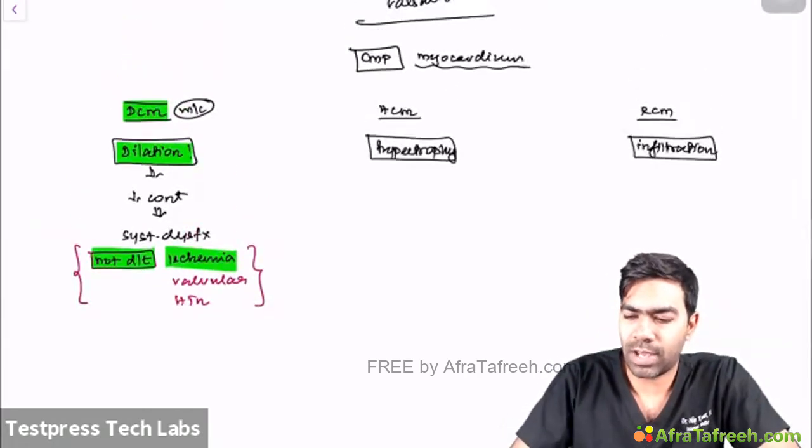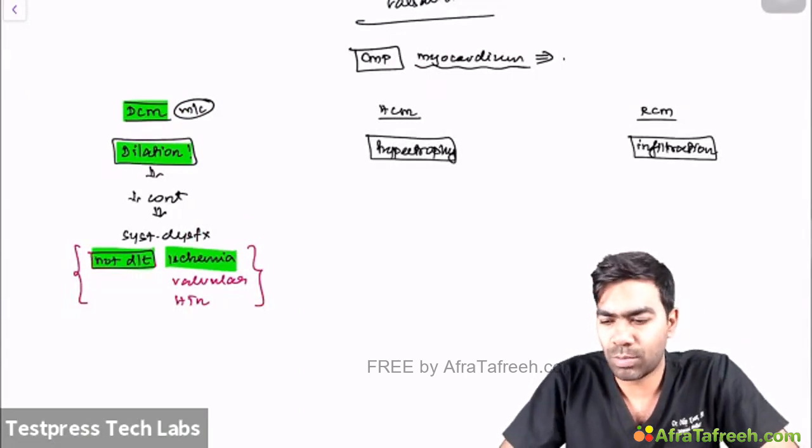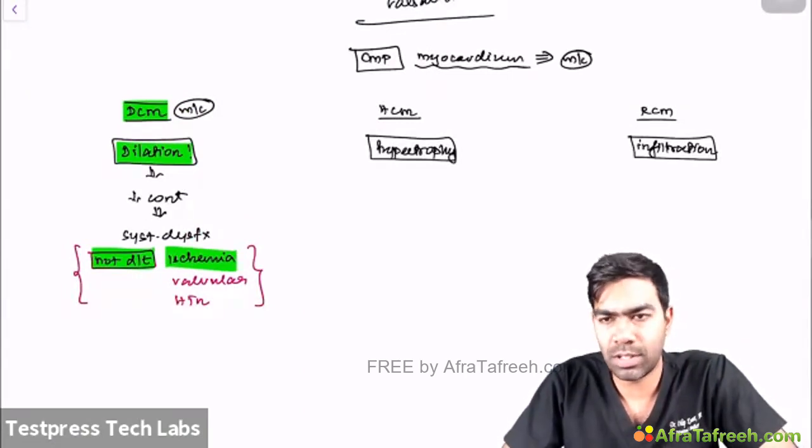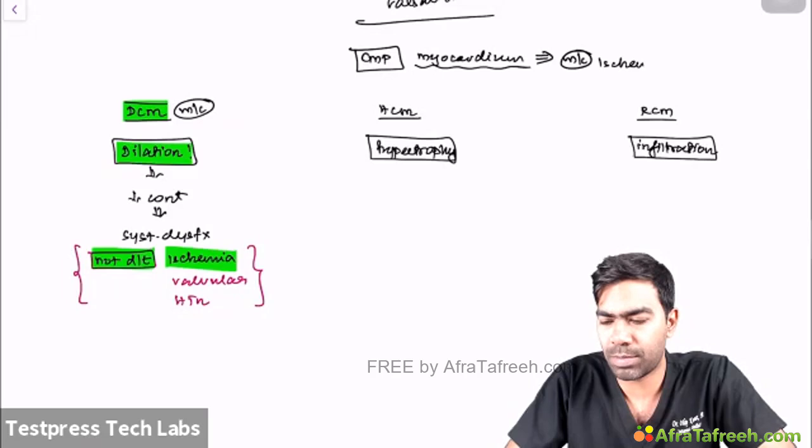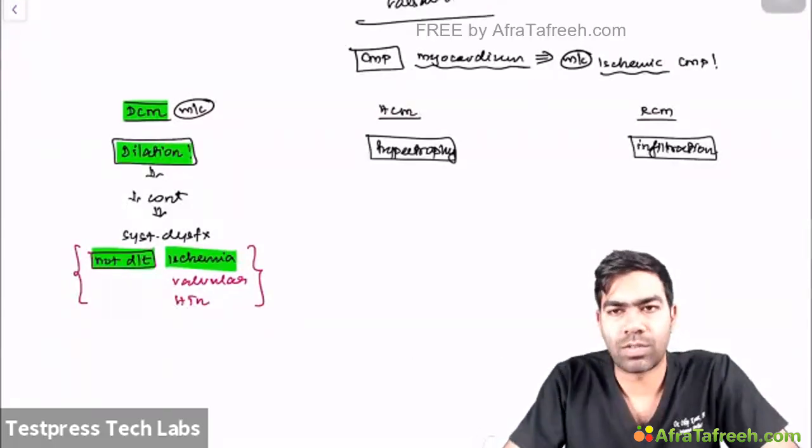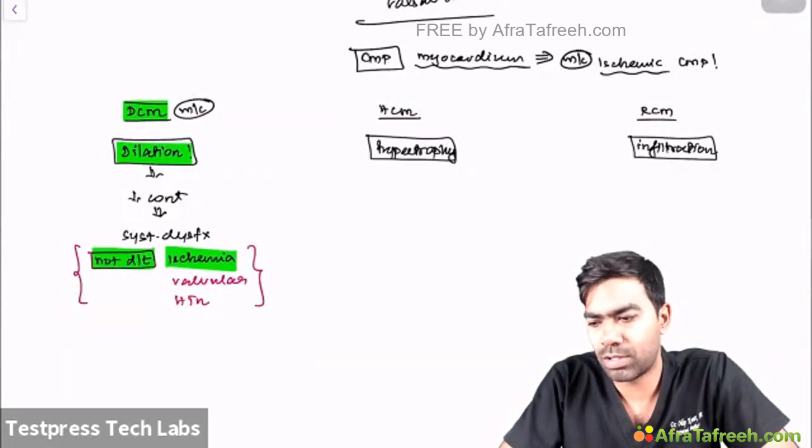But remember, if I ask you what is the most common cause of cardiomyopathy, you should answer ischemic cardiomyopathy. Ischemic cardiomyopathy is the most common cause of cardiomyopathy, basically because we know how common ischemia is. But if you ask among these three which is the most common, I will of course tell DCM is the most common.